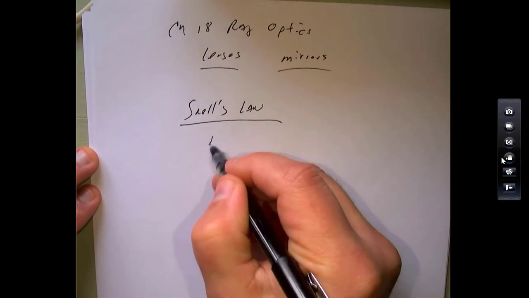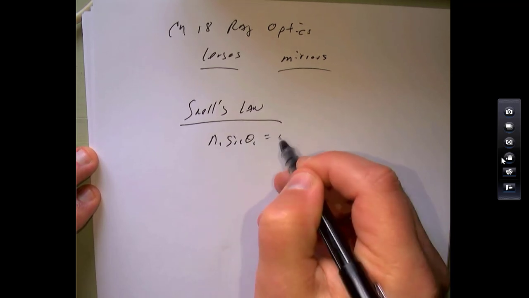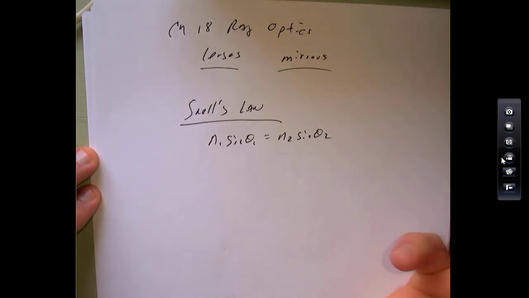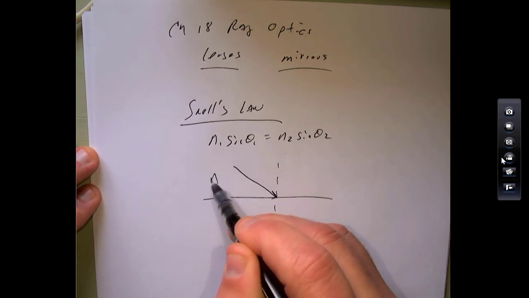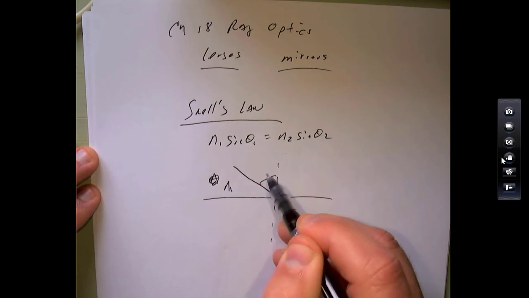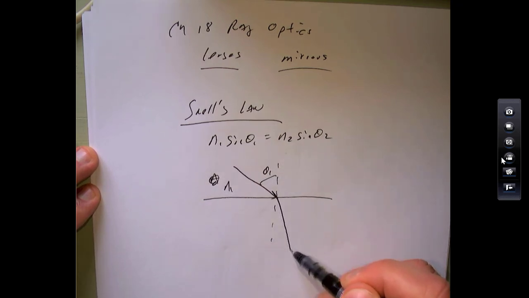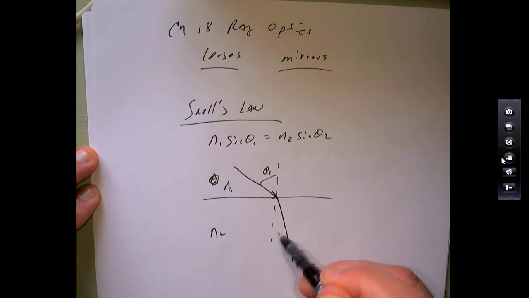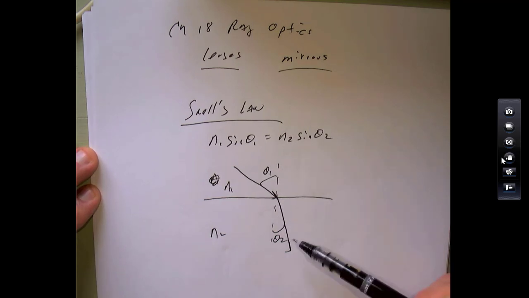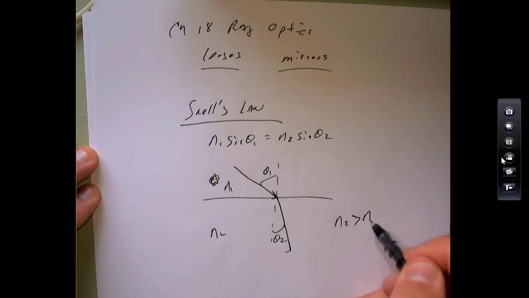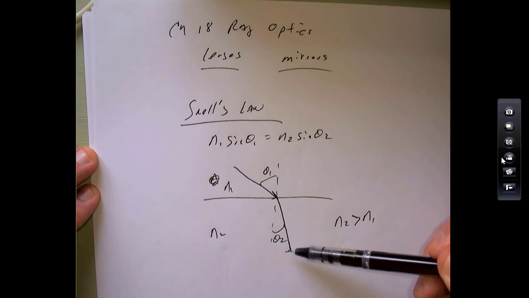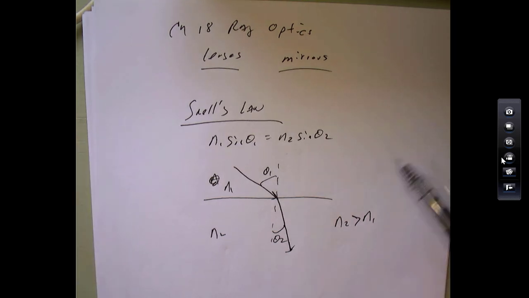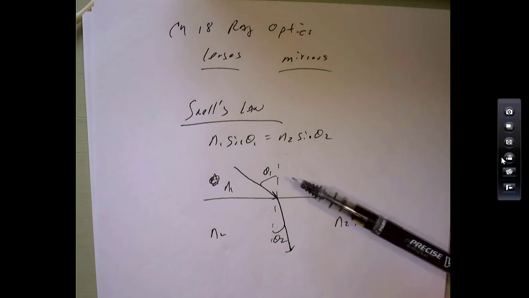So Snell's law: n1 sine theta 1 equals n2 sine theta 2. This is when you go from one material to another material. This is n1, theta 1, and light could bend. This is n2, this one is theta 2. So Snell's law governs this behavior. Here you can see that n2 has to be bigger than n1 because light is refracting in this direction. So this is the first thing we saw with refraction. Refraction is the bending of light.